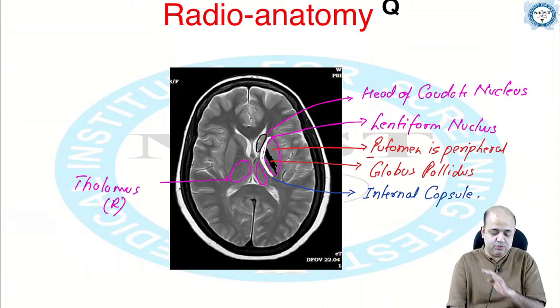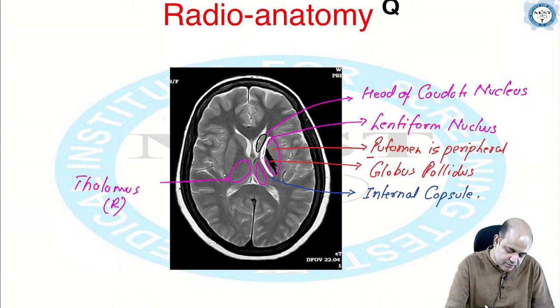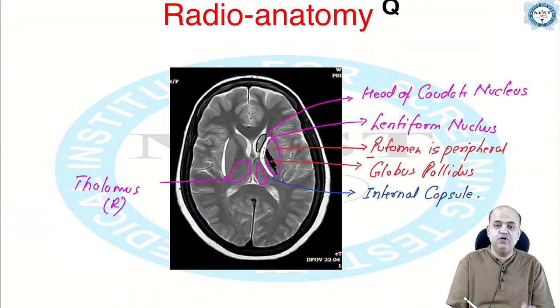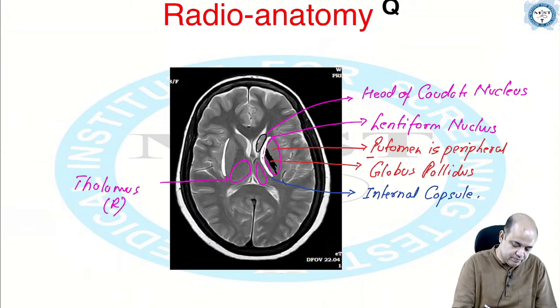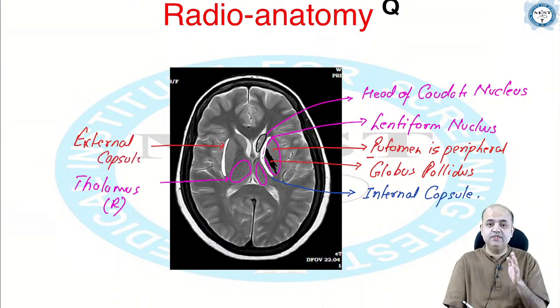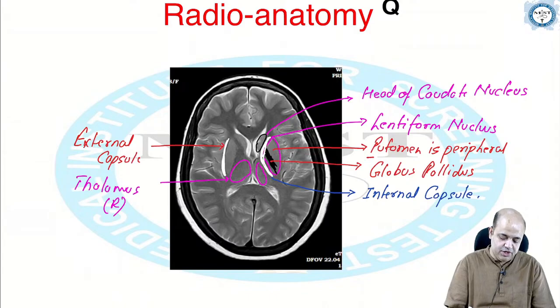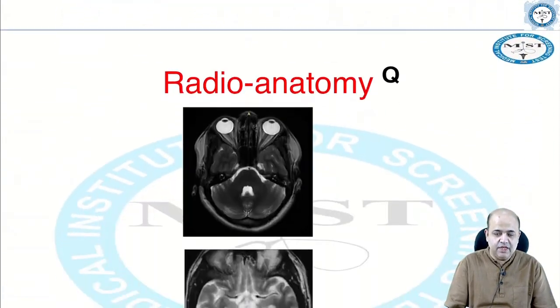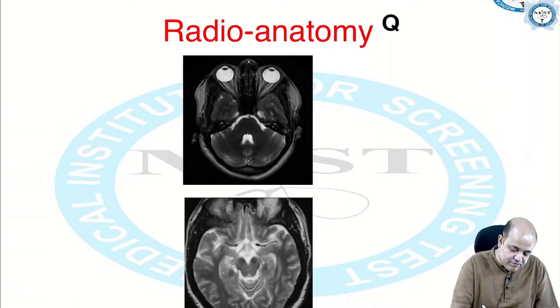We have the internal capsule. We also have an external capsule. External capsule is external to the lentiform nucleus. Okay, so these are a few of the structures that we need to remember in this scan of the brain at the level of the lateral ventricles.